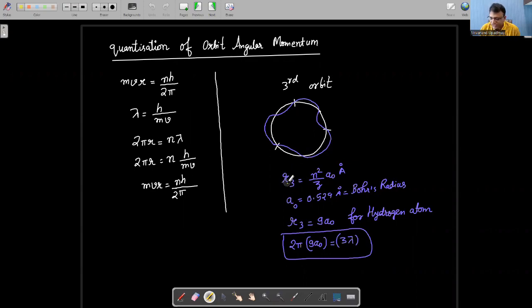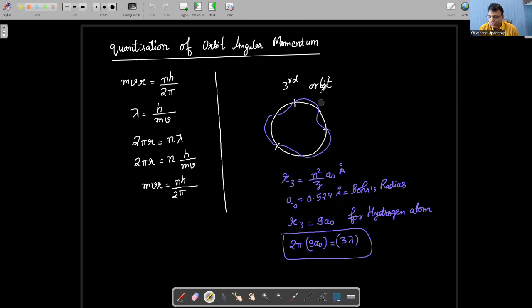So using that concept, in the third orbit, the value of R3, since it is a single electron system, Rn is equal to 0.529 n square by Z angstrom. So 0.529 means Bohr's orbit, a naught, n square by Z. For a hydrogen atom, what is the value of the third orbit? n is equal to 3, Z is equal to 1. The third orbit is 9 times the Bohr's radius, right? So R3 is equal to 9 times a naught.